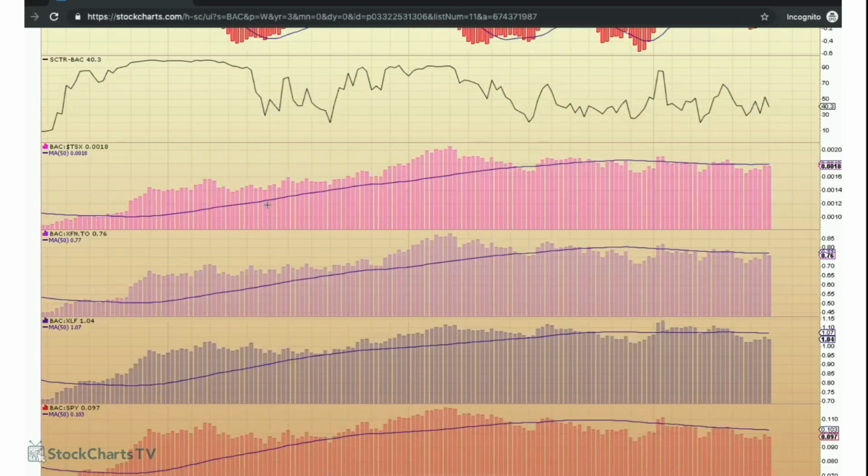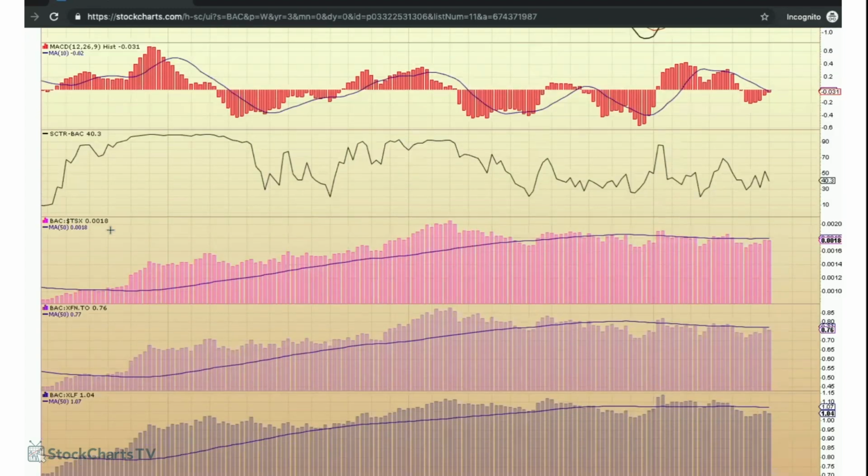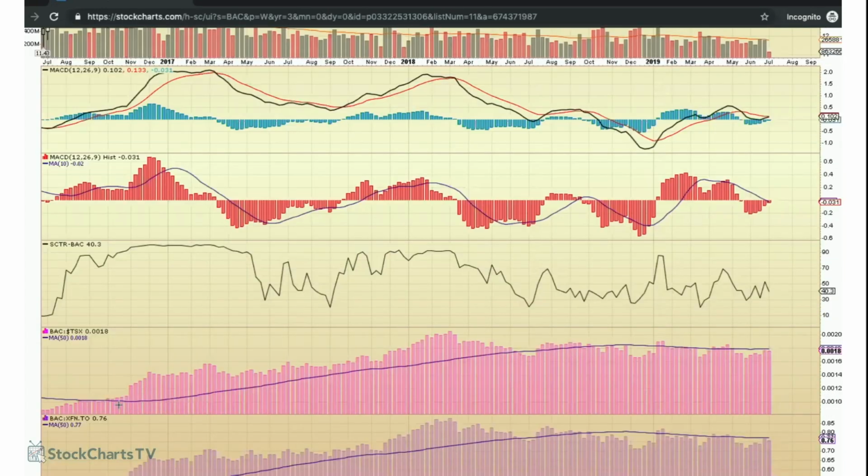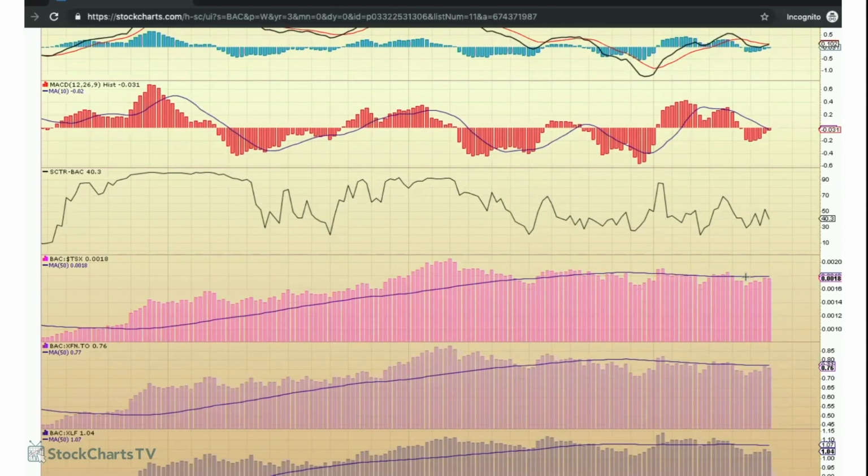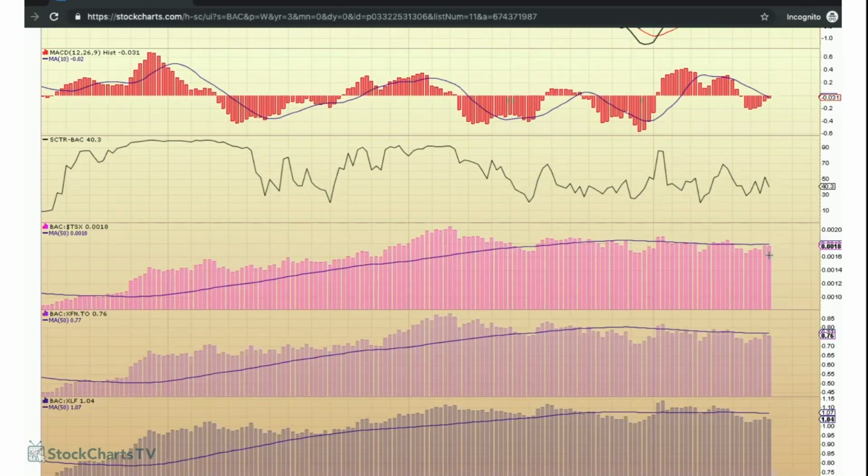I don't know if I mentioned this, but I use a 50-day moving average overlay on all my relative performance indicators. The reason is it tends to be a good way to determine a trend change in relative performance. If we look at Bank of America back at the end of 2016, once it went above the 50-day moving average, we tended to hold that for quite a while and get some nice outperformance, right? Currently, we're below the 50-day moving average, but we're testing the top of it.